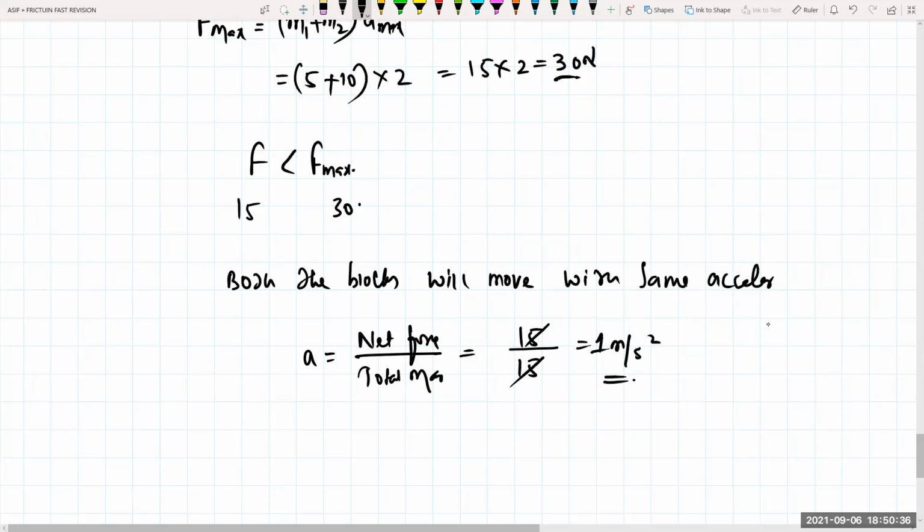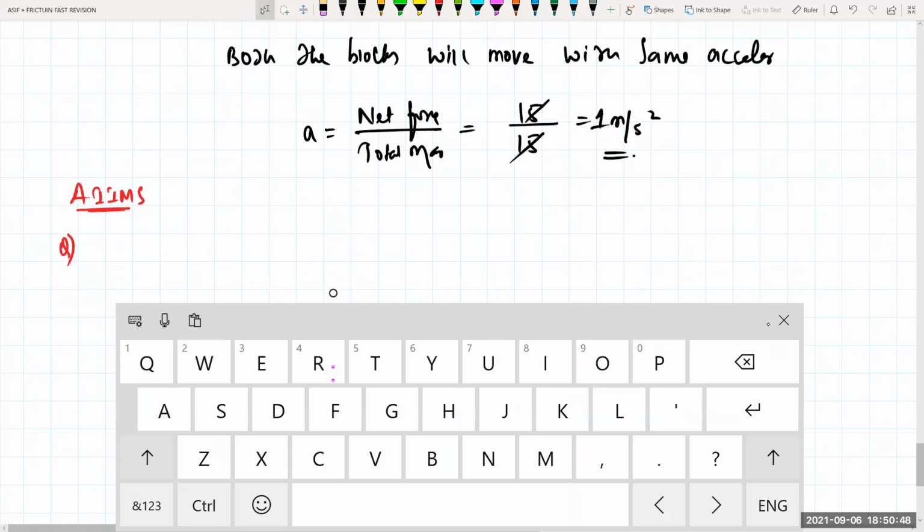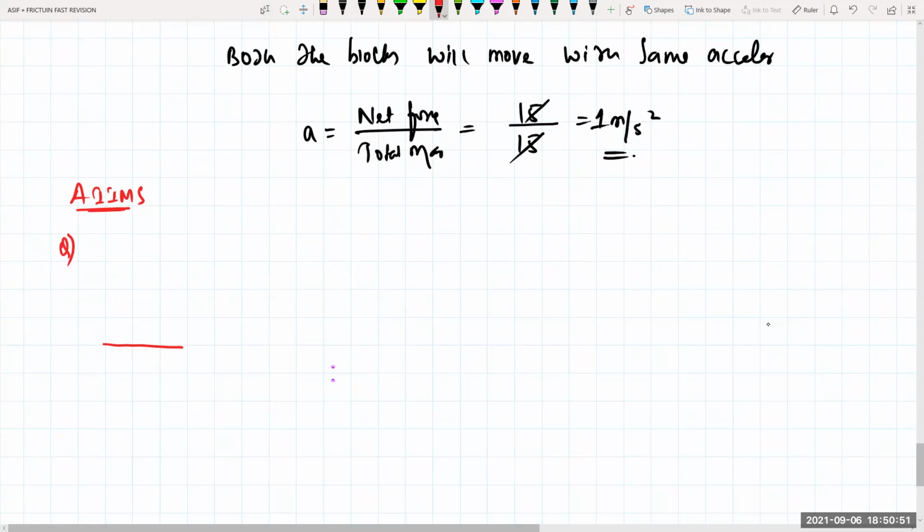Do you want to ask any questions? Example, this one has been asked in your AIIMS question. Same question. I'm just changing the condition. See, what is the given condition right now? Same problem. Only thing is, try to understand it by this method. Don't try to do it by your earlier material method. Then it will be very easy for you.